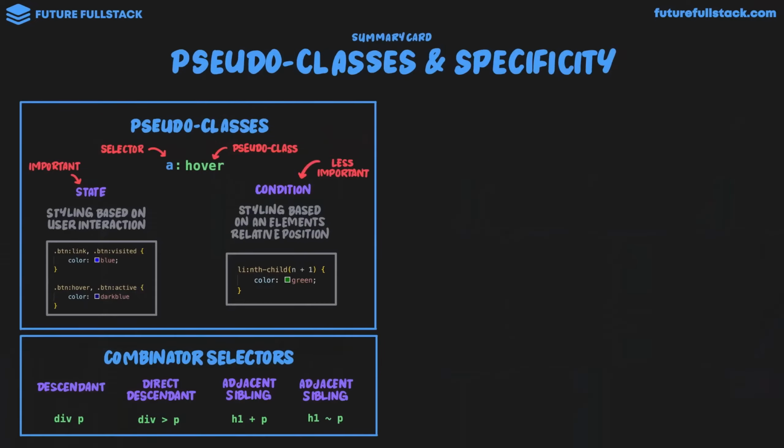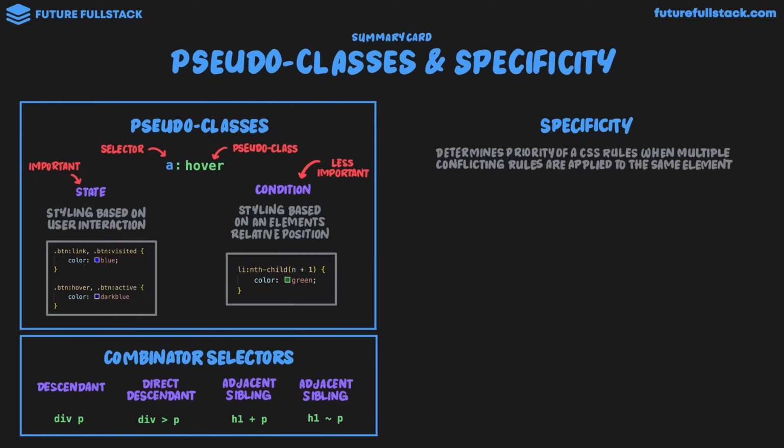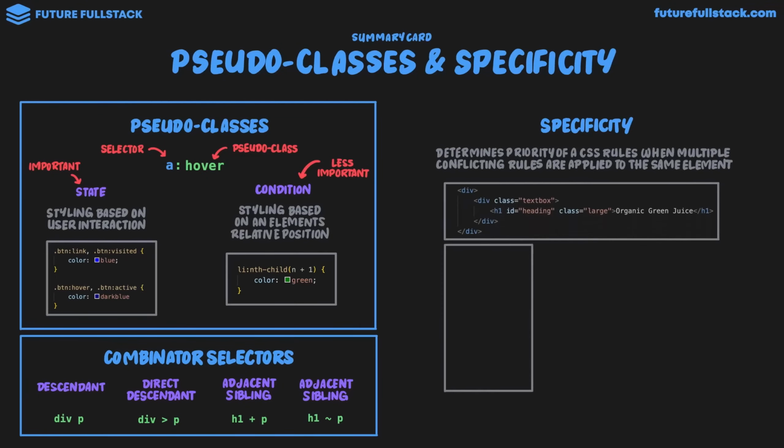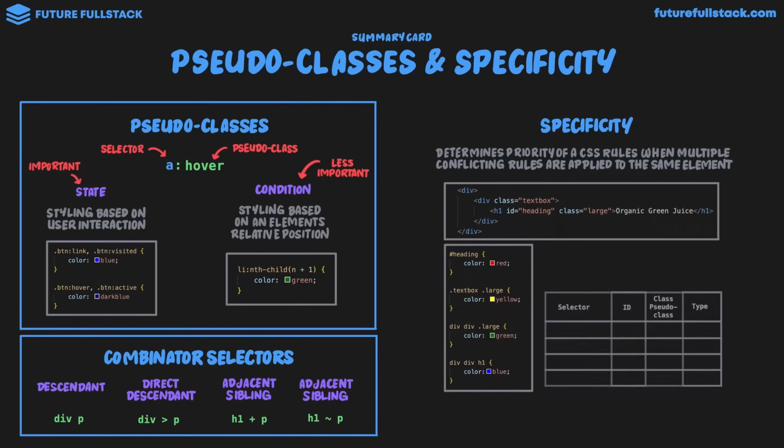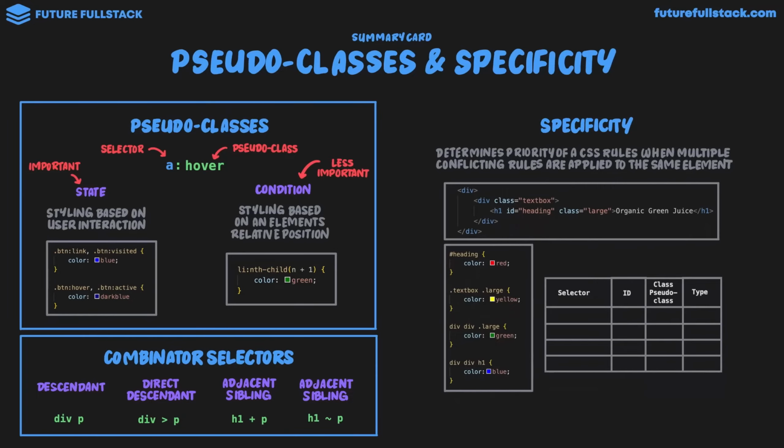So let's complete the summary card, pseudoclasses and specificity. We looked at specificity. We saw that specificity determines priority of a CSS rule when multiple conflicting rules are applied to the same element. We looked at an example of HTML like this, where we were targeting the H1 in 4 different ways. We saw that we could calculate the specificity of each selector, where ID, class and pseudoclass, and type selectors had a lower priority from left to right.